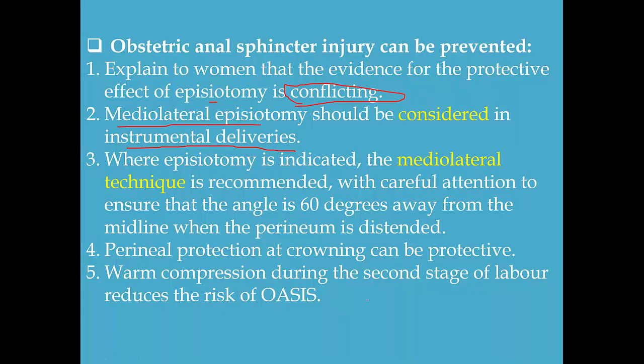Perineal protection at crowning can be protective, and warm compression during the second stage of labor reduces the risk of injury. Here, the most important one is the warm compression during the second stage. There is evidence to support it, and it is the more effective measure to prevent anal sphincter injury.